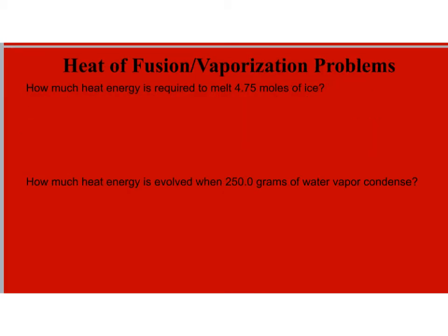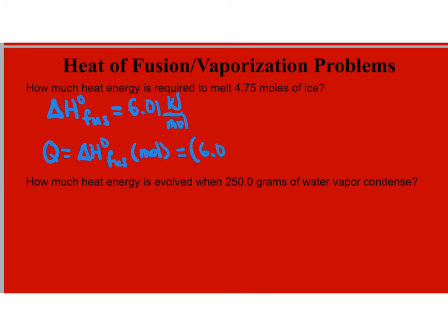Okay, so knowing all this, we're actually able to solve problems. Some of these problems are tricky, but they're not so bad. So we have 4.75 moles of ice. What we know is that the heat of fusion, so we write delta H of fusion, is equal to, as we saw on the last slide, 6.01 kilojoules per mole. So energy, which is Q, is equal to the heat of fusion times the moles, which is equal to 6.01 times 4.75.